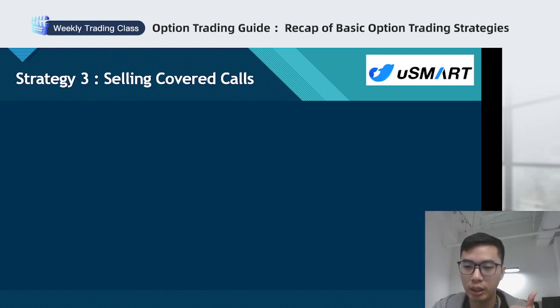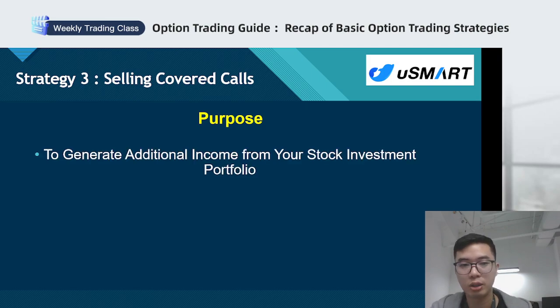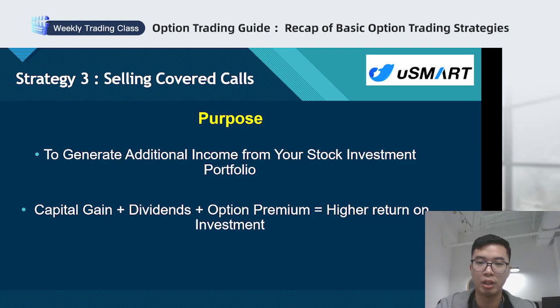Just now, strategy 1 is long call, strategy 2 is long put, then strategy 3 will be selling covered calls. We become the call seller. We exchange the role from buyer to seller. So what is the purpose of selling covered calls? First, to generate additional income from your stock investment portfolio. At the same time, we can get the capital gains, dividends, and also options premium. And this is a higher return on investment.